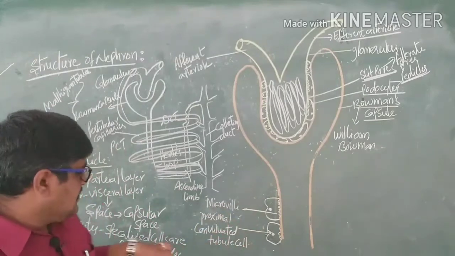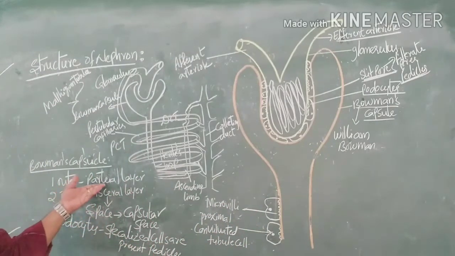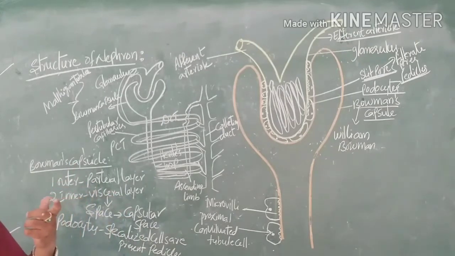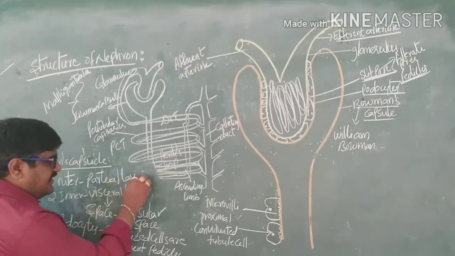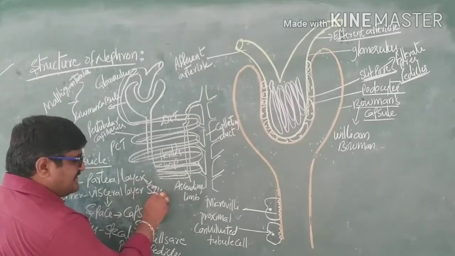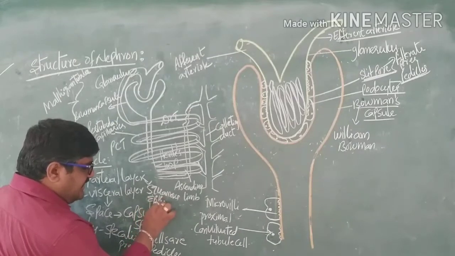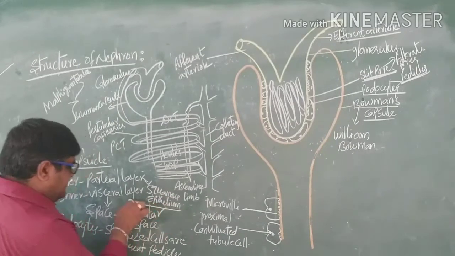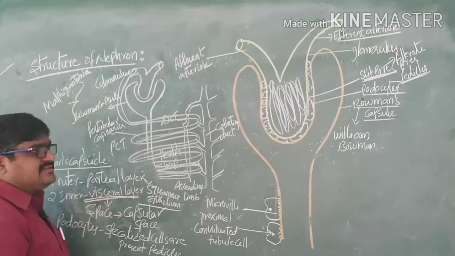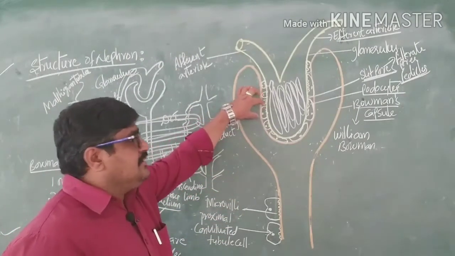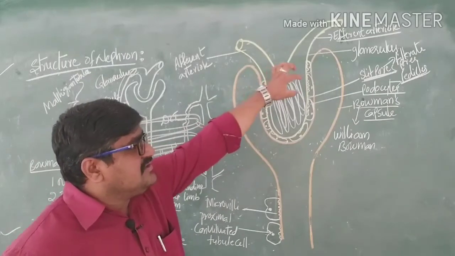Here the outer, the parietal layer, is made up of squamous epithelial cells. The inner layer, which is the visceral layer, has specialized cells called podocytes. In between the podocytes there are split pores.